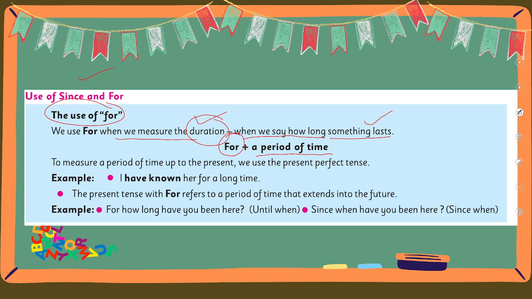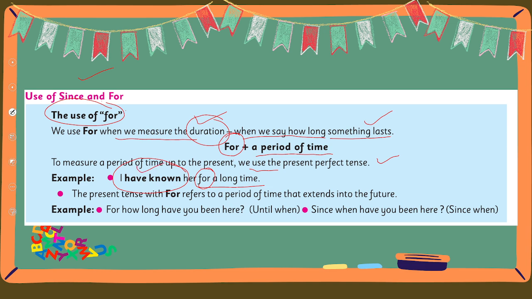To measure a period of time up to the present, we use the present perfect tense, because we know that in the present perfect tense, the action has started in the past, but it is still valid and continued. For example, I've known her for a long time. So I have known her. For how long? If we want to tell the period, how long I have known her, then I'll say for a long time. So this is when we use for.